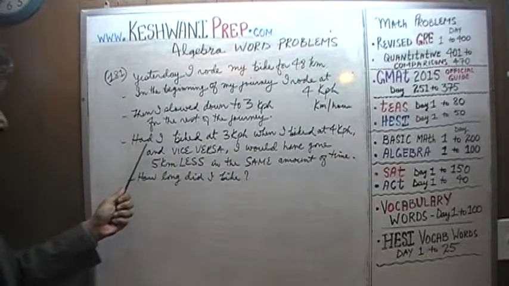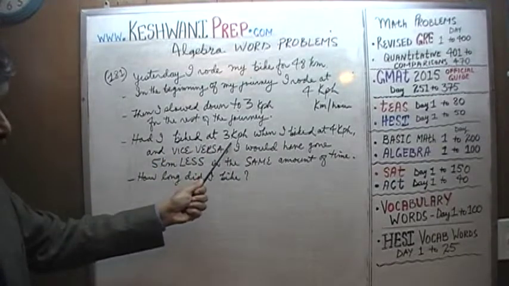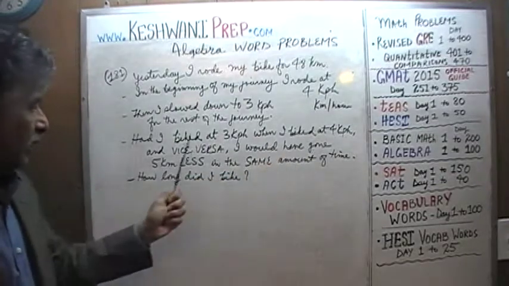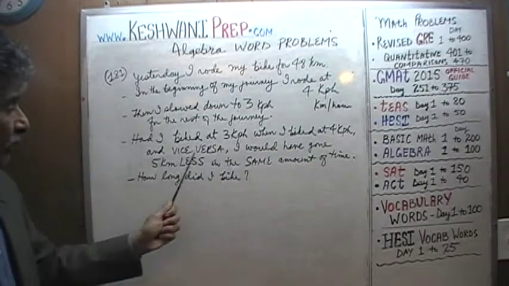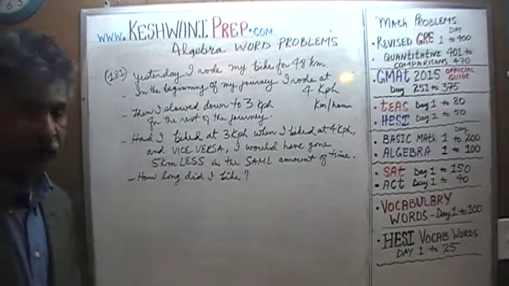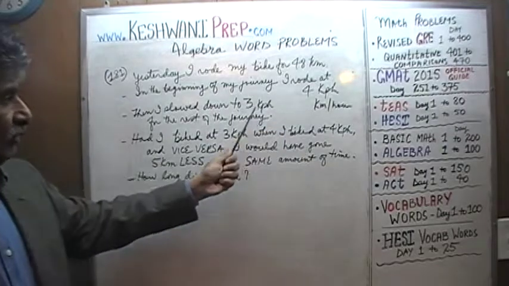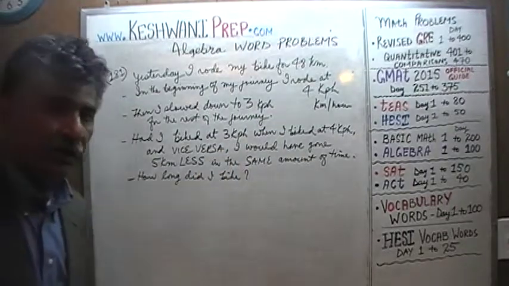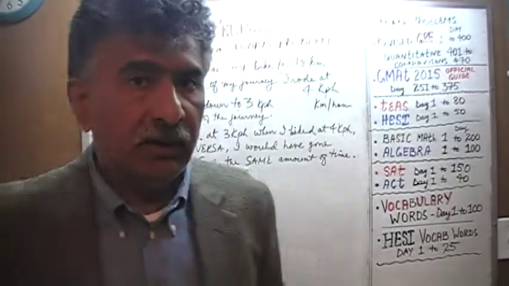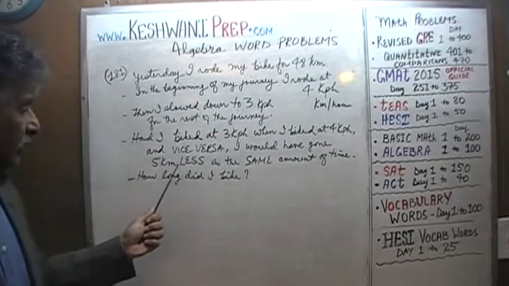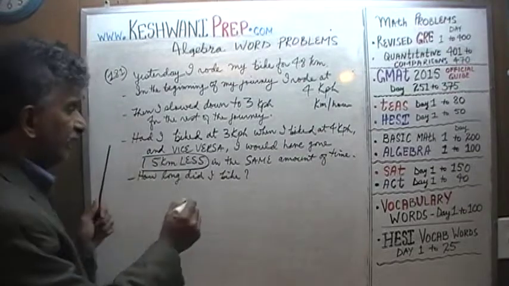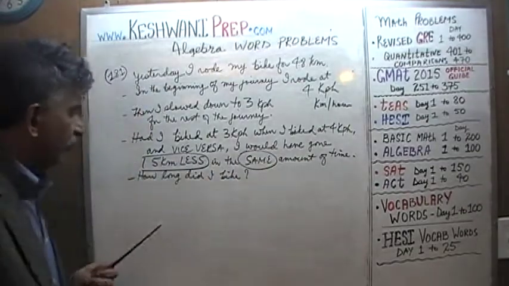It goes on to tell us that had I biked at 3 kilometers per hour when I biked at 4 kilometers per hour, and vice versa, I would have gone 5 kilometers less in the same amount of time. In other words, in the beginning I was going faster, then I slowed down. Had I done it in reverse, had I gone slower in the beginning and then faster towards the end of the journey, then in that scenario, we are told that I would have traveled 5 kilometers less in the same amount of time. The question is very simple, very straightforward.